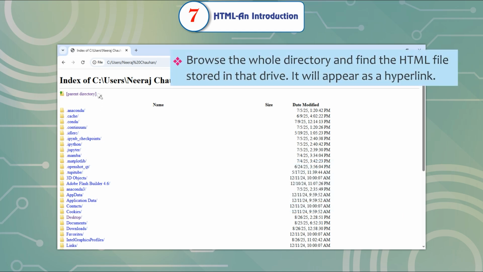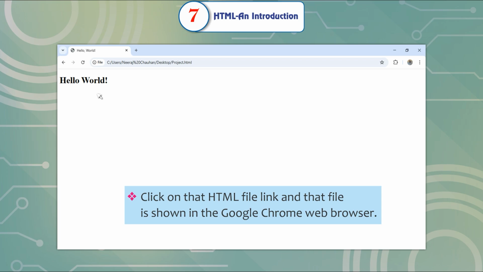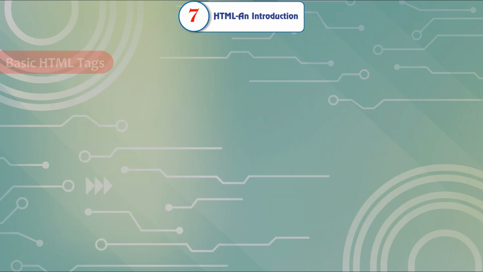5. Browse the whole directory and find the HTML file stored in that drive. It will appear as a hyperlink. 6. Click on that HTML file link and that file is shown in the Google Chrome web browser.